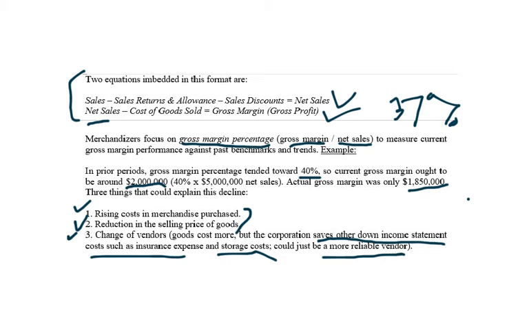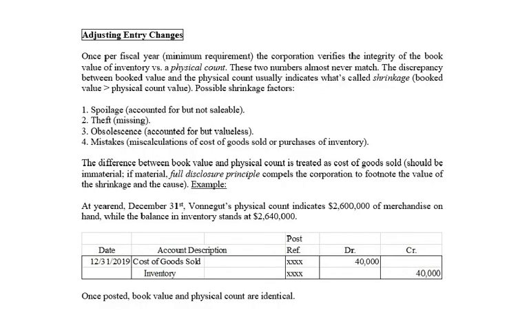Right, the last thing we have to tackle in this chapter, in the merchandising chapter, is adjusting entry changes. There's really just one main change to your adjusting entries here, and that is that because you are dealing with tangible goods, you're going to have to do a physical count at least once per year. Again, I refer to this as a minimum requirement, meaning if you're a publicly traded company, you've got to do this at least once a year.